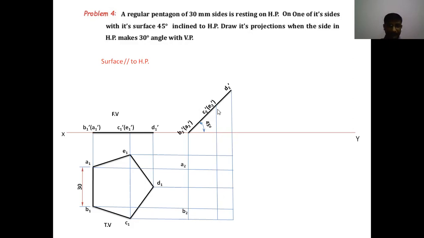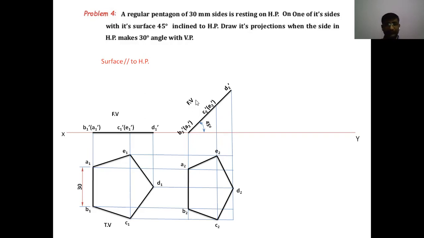Then similarly, the C2 dash line will intersect the line drawn from C1. This intersection point is C2. This point is D2 and this point is E2. Like that, you have to locate the intersecting points as A2 to E2. By joining these points orderly with the dark pencil, we will get the second position top view. Join A2 with B2, B2 with C2, C2 with D2, D2 with E2, and A2 with E2. This is the top view of the pentagon when the surface is inclined to 45 degrees.